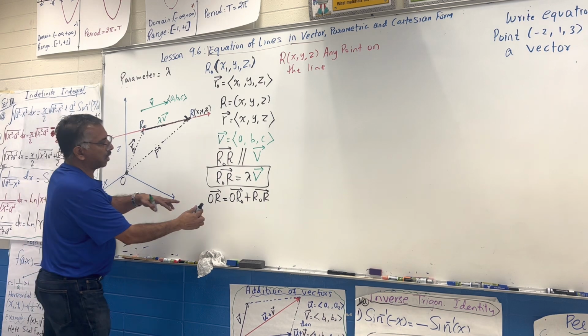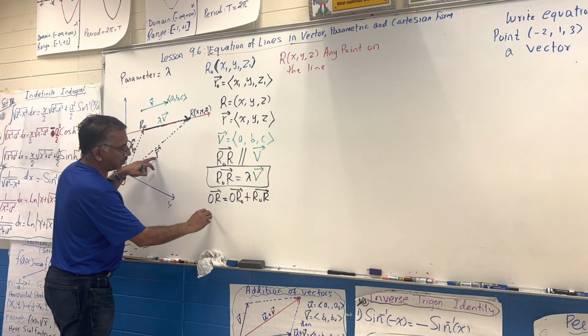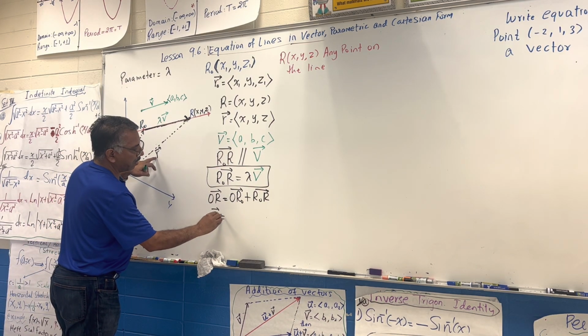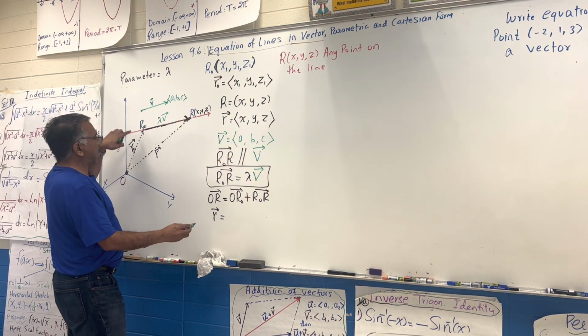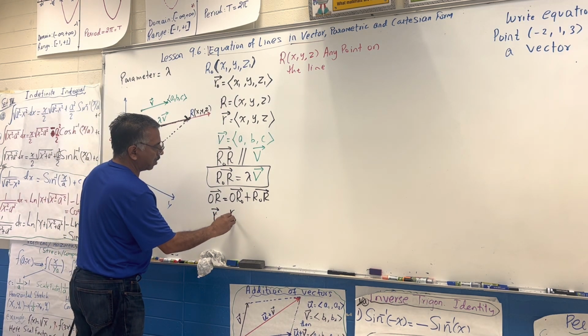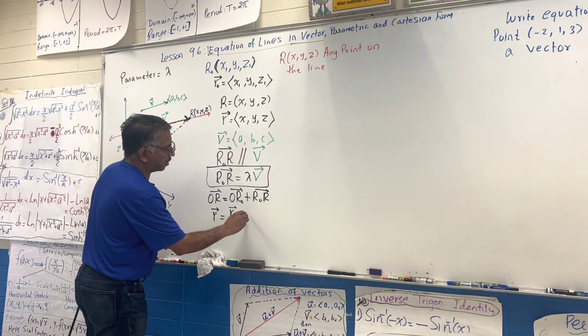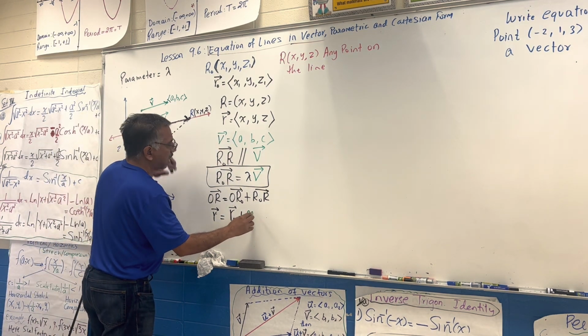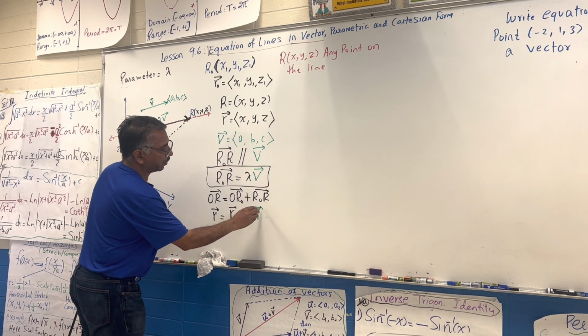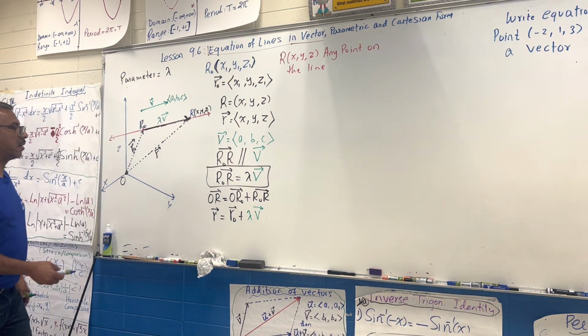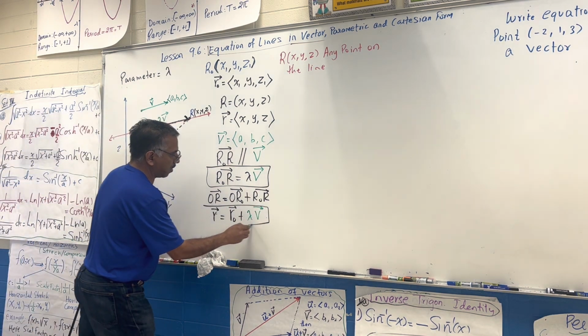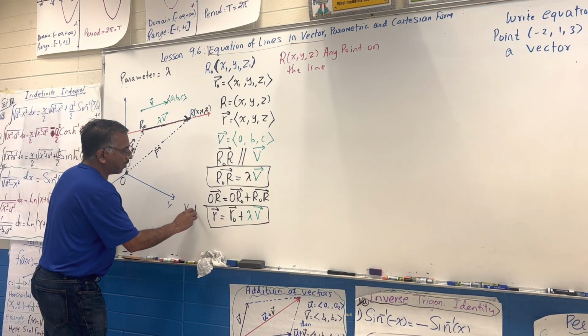Now let's plug it in. So OR is this R, so this is the R vector. And OR naught is R naught. And then plus, this is the green one, lambda. Okay, so this is called the vector form.